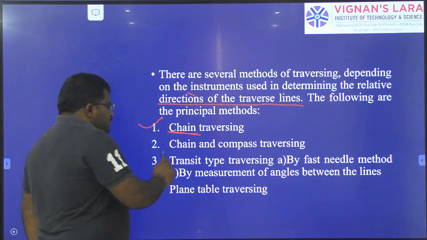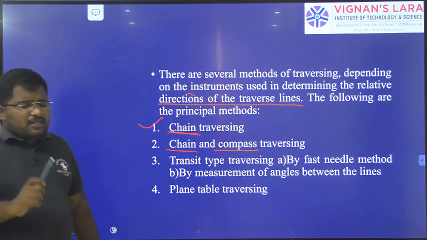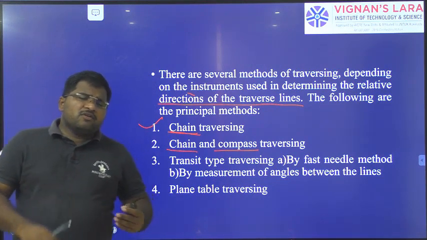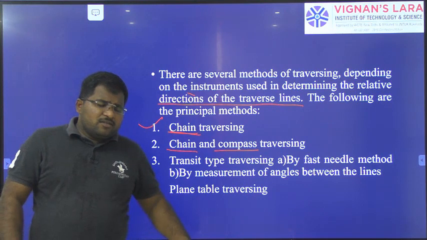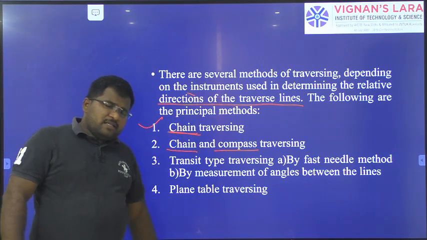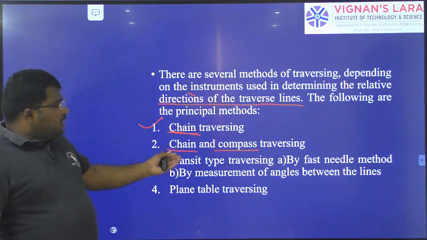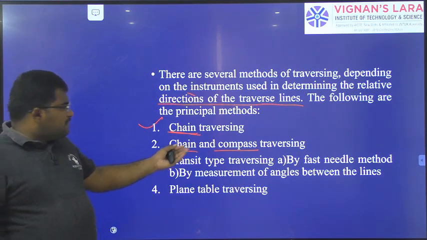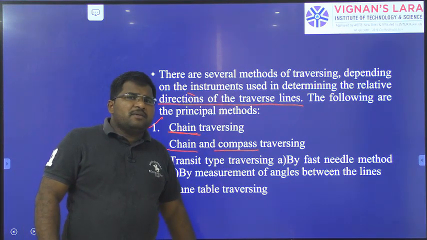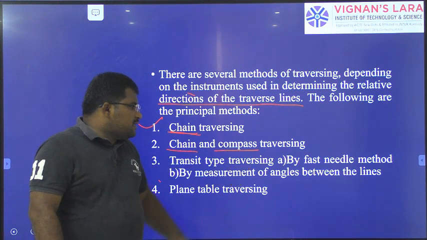Next we are going to use the chain and compass. In the first method you have to observe one thing: even the angle is going to be measured with the help of the chain. How we are going to do that, we will see now. So chain traversing, then chain and compass traversing, which means the chain will be used for measuring distances and the compass for the measurement of angles. Next, transit type traversing.